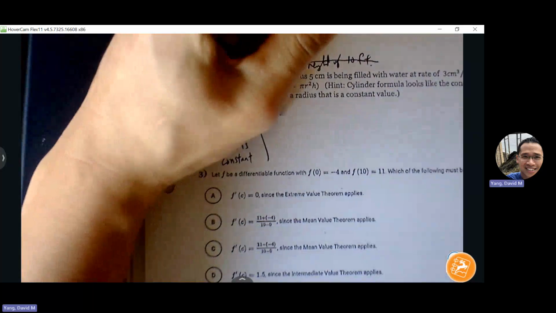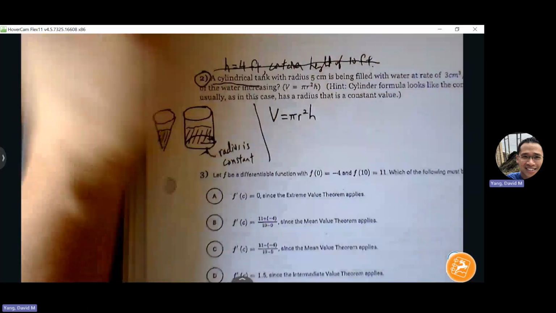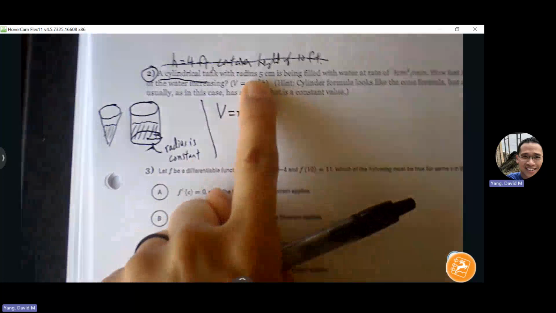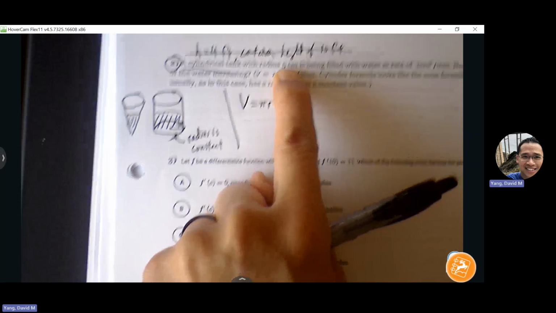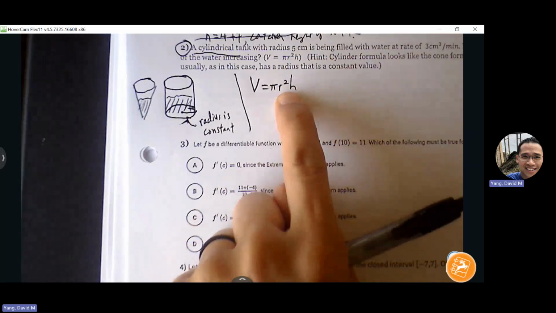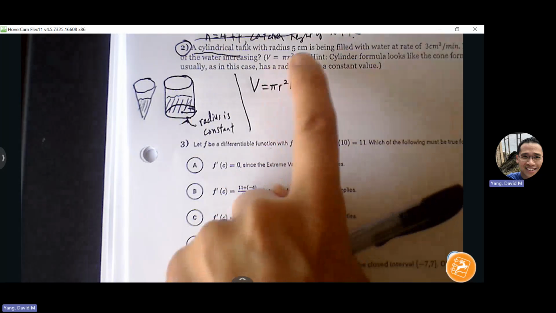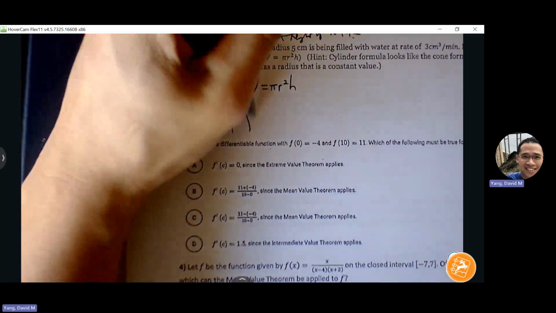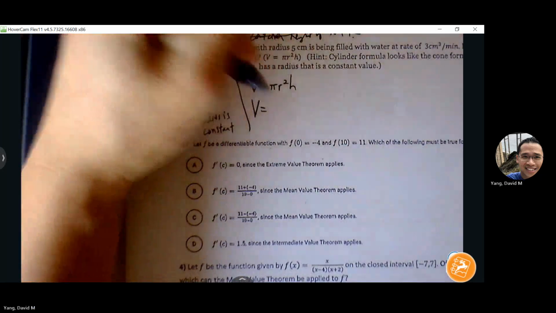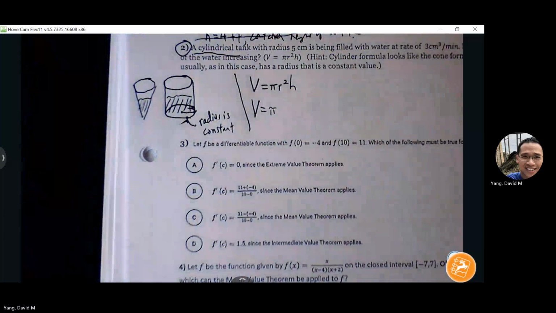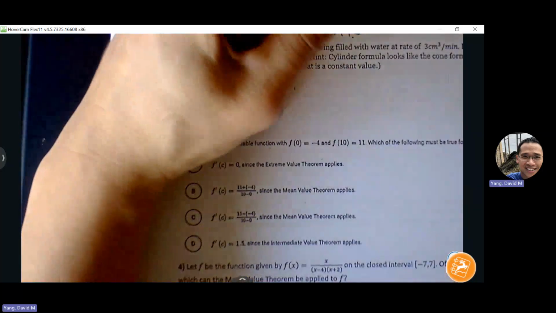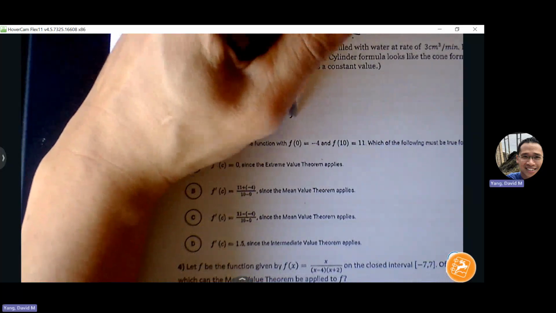So here's our formula. V is equal to pi r squared h. It says the tank has a radius of 5 centimeters, which means that the water is also experiencing a radius of 5 centimeters. And we know it's not going to change, so we can just go ahead and replace it. So what would that look like? V is equal to what? I make that substitution: 5 squared times h.